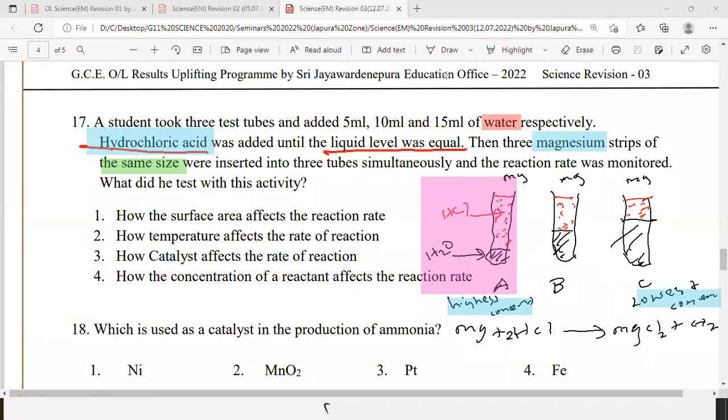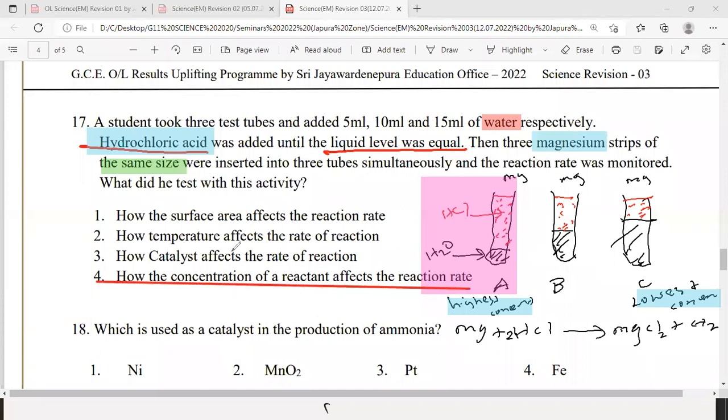Any volunteers who have done this before and got the answer, raise your hand. What is the answer for the 17th MCQ? Chedul, Nisuli, Natasha, Chamachka, Gagana. Fourth one. Fourth one. Yeah, fourth, very good. All of you are correct. Answer is fourth. The effect of concentration on the rate. So how did we change the concentration of HCl?